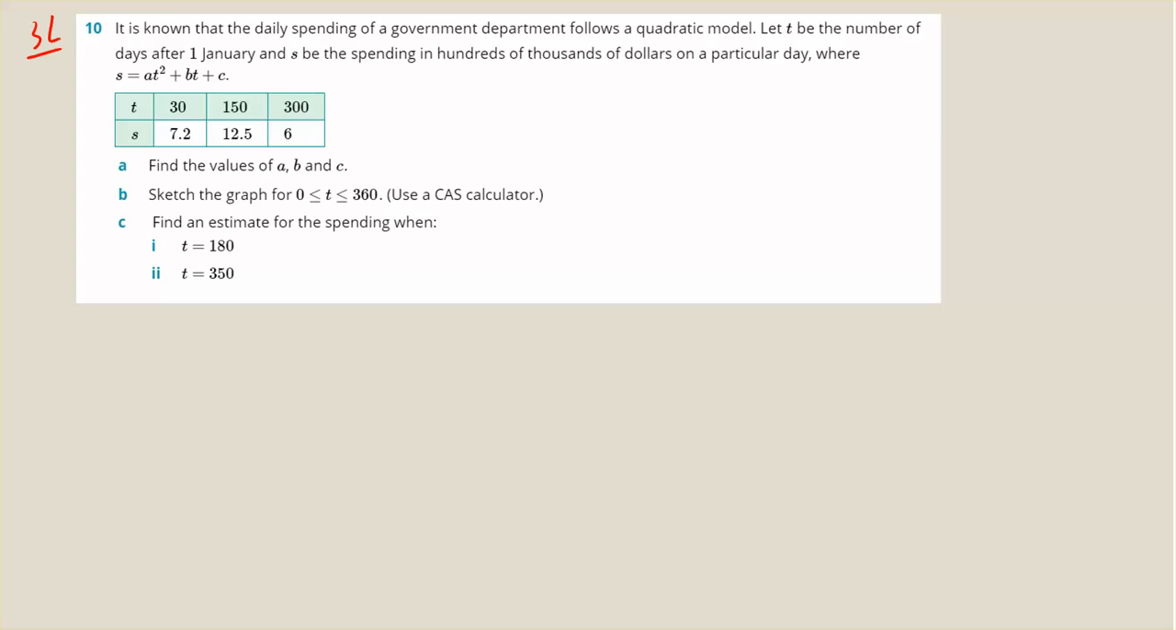So the scenario is that the daily spending of government follows a quadratic model. Let T be the number of days after the 1st of January, and S be the spending in hundreds of thousands of dollars on a particular day. They've given you a model. Find the values of A, B, and C. You're given a few data points. T is like our X, so we've got 30, 7.2, 150, 12.5, and 300, 6.